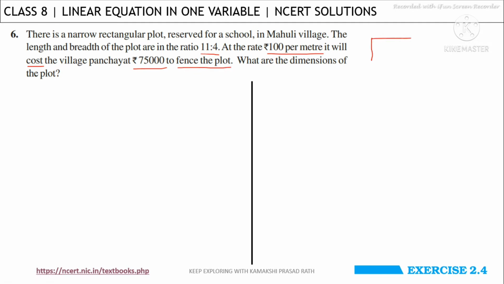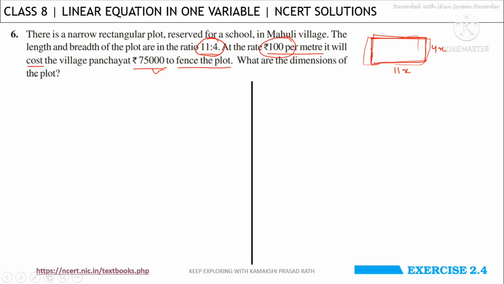So here we see that there is a rectangular plot for a school. Now the length and breadth are in the ratio 11:4. That means they are multiples of 11 and 4 respectively. The length is a multiple of 11 and breadth is a multiple of 4, and you are taking the same multiple, hence they are in the common ratio. So here we take 11x and 4x. Now it's given that at the rate of 100 rupees per meter, the cost comes to 75,000 to fence the plot. When we talk of fencing the plot, we have to keep fencing all around. So total cost is 75,000 rupees at the rate of 100 rupees per meter.